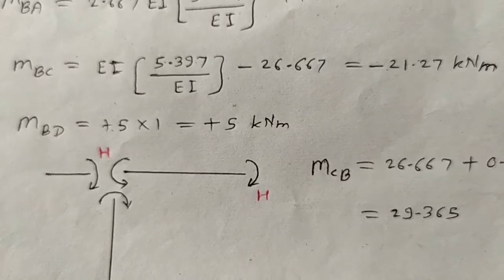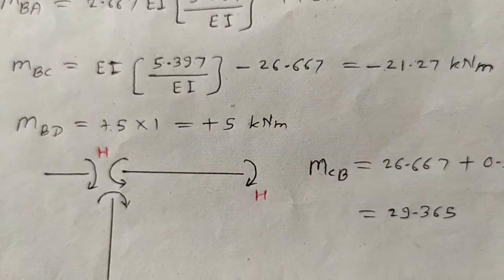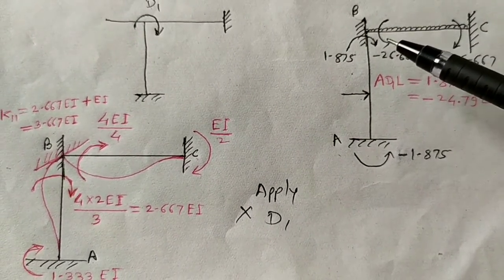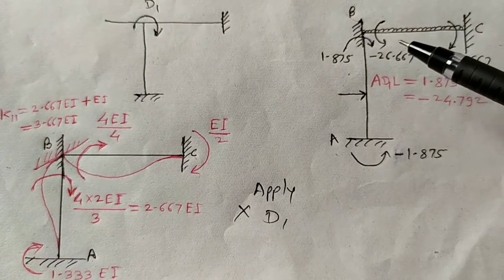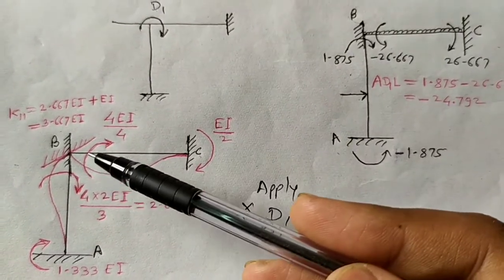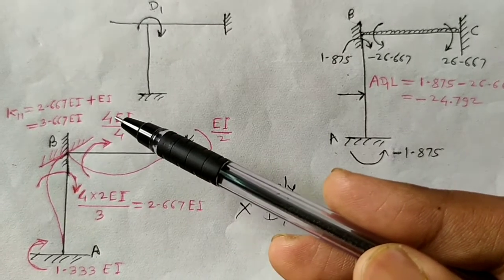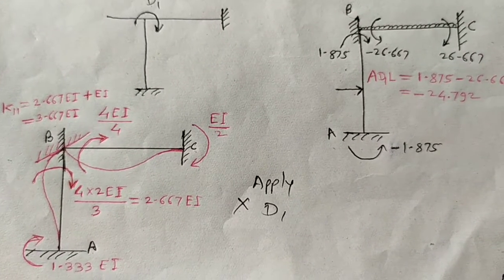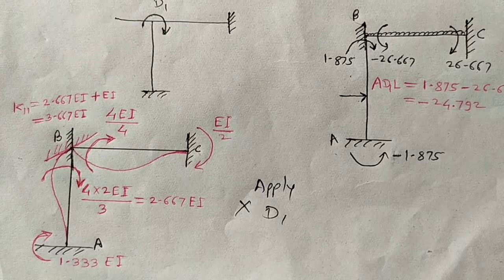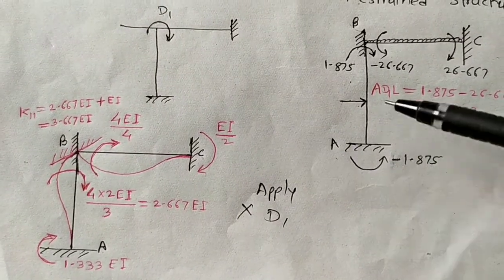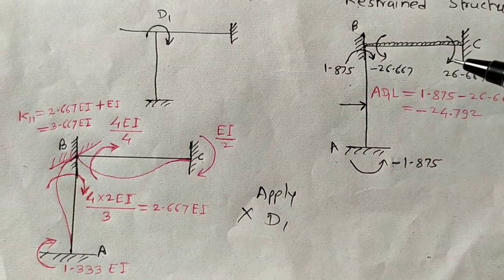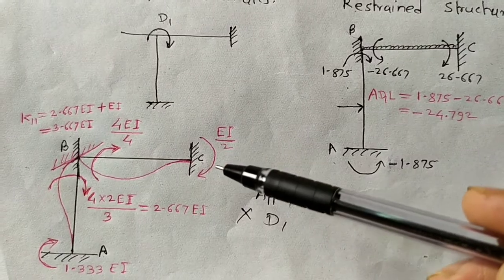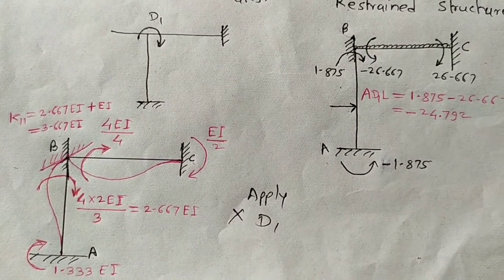After that, come to the MBC. To write this equation, again go to the two diagrams. This is MBC, this is going anti-clockwise, that's why I take negative, minus 26.667, and this is going in a clockwise direction, plus EI multiplied by D1. You will get MBC. Next, to get MCB, consider again these two diagrams. This is MCB, it is going clockwise, so plus 26.667 plus EI upon 2 multiplied by D1. So you are getting MCB.